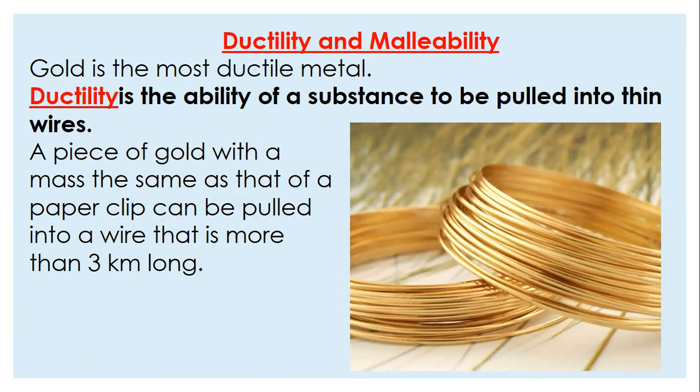Also, metals can be ductile. Ductility is the ability of a substance to be pulled into thin wires. So ductility is the ability to pull the metal and form thin wires from it. Gold is very ductile; if you have 1 gram of gold, it can be pulled to make a wire that is 3 kilometers long.